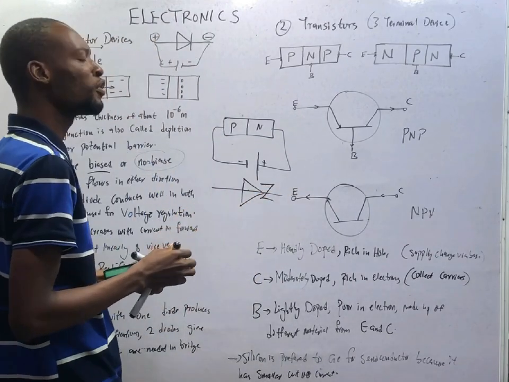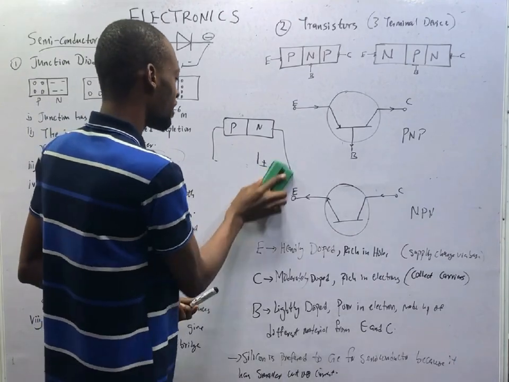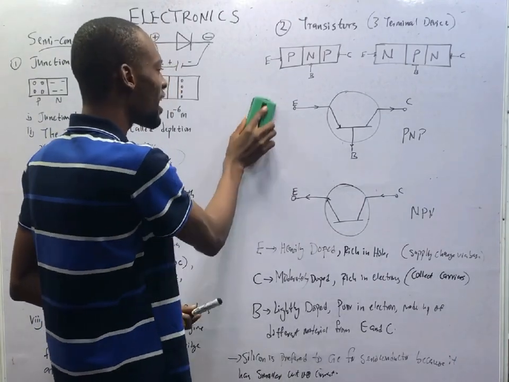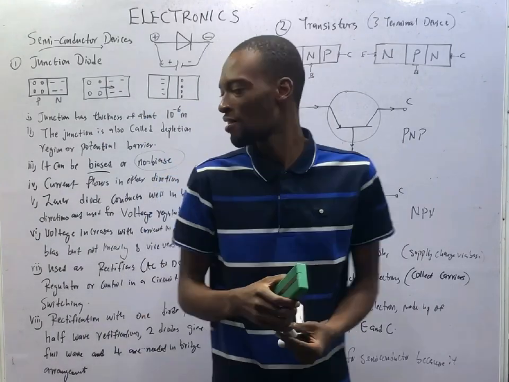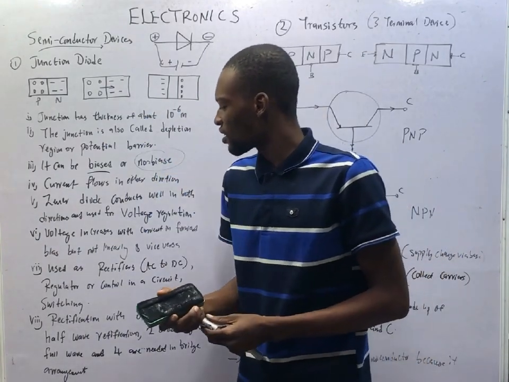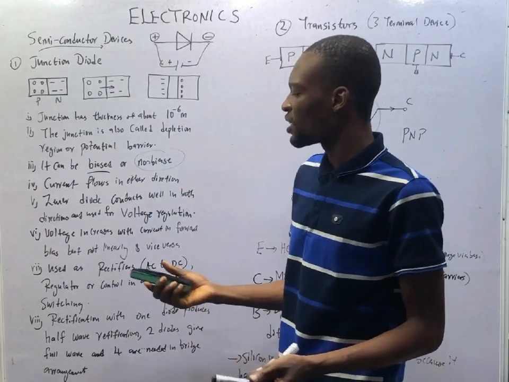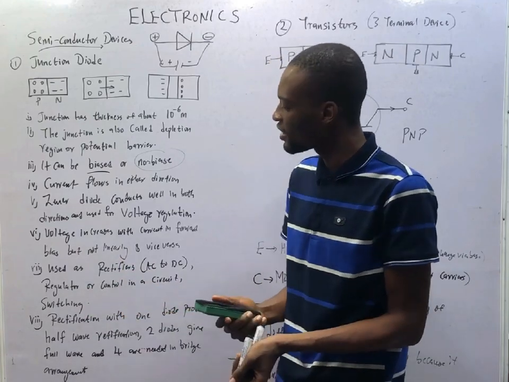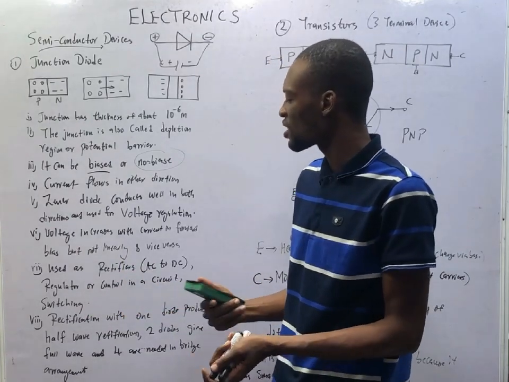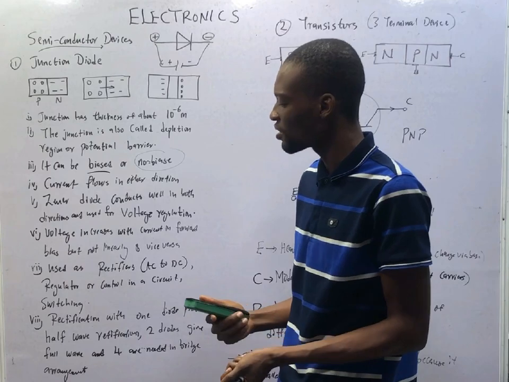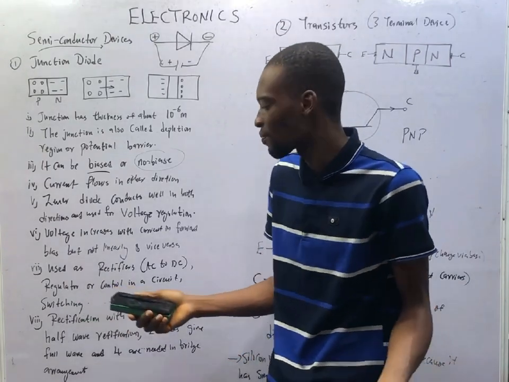Zener. Current flows very well in either direction. And Zener diodes are used for voltage regulation. Now, diodes are used as rectifiers to convert AC to DC. They are used as regulator or control in circuits, and they are used as switching.